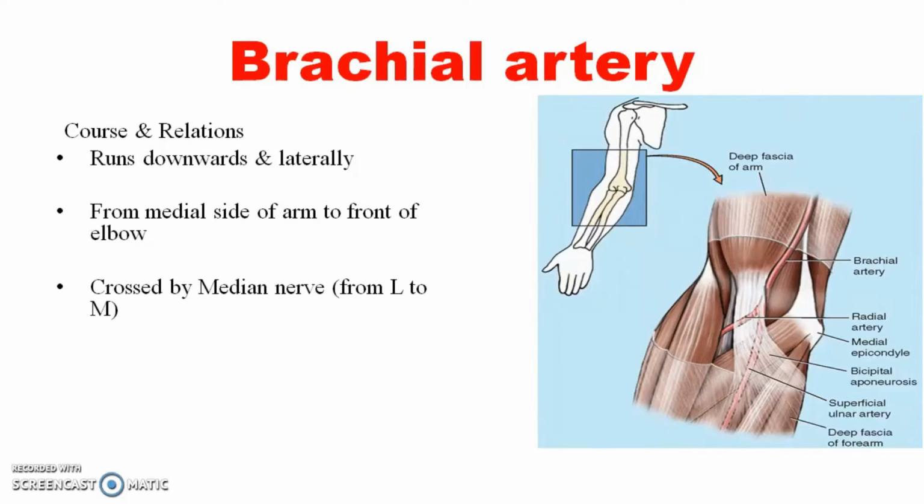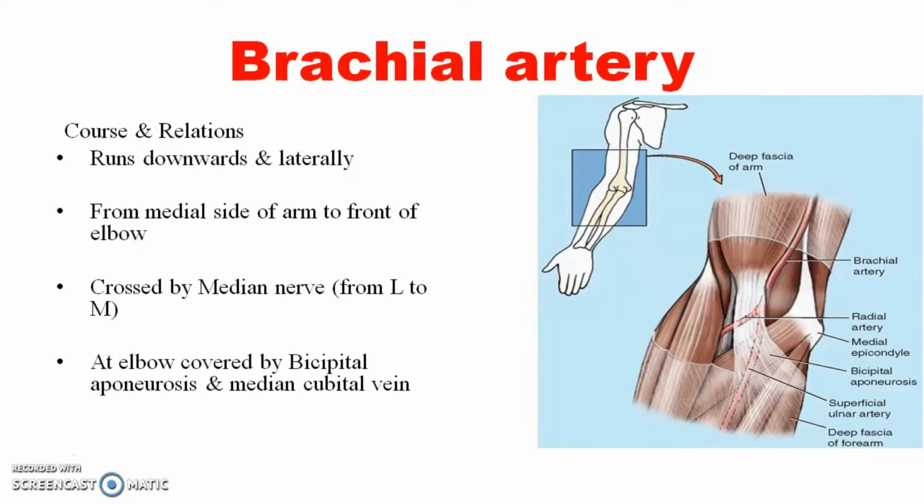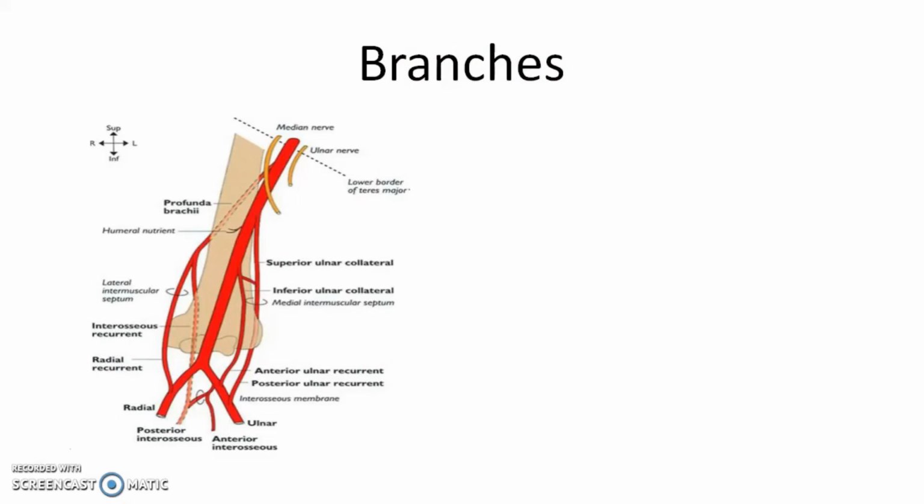So in the middle part, we will be having crossing of median nerve above this brachial artery from lateral to medial side, and at the elbow it is covered by bicipital aponeurosis, and above the bicipital aponeurosis we will be having a vein called median cubital vein, the vein which is going to connect the basilic vein and cephalic vein.